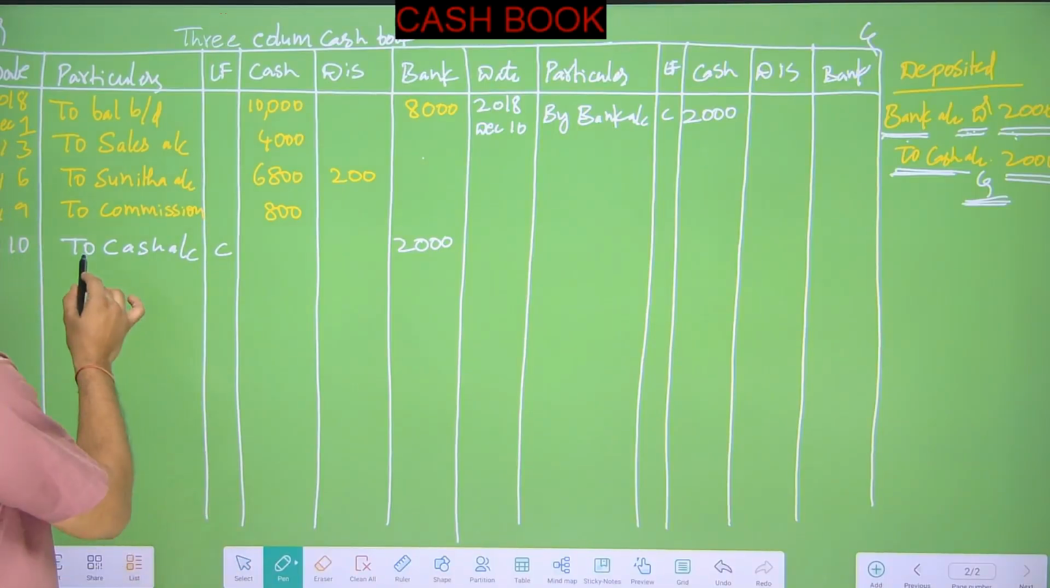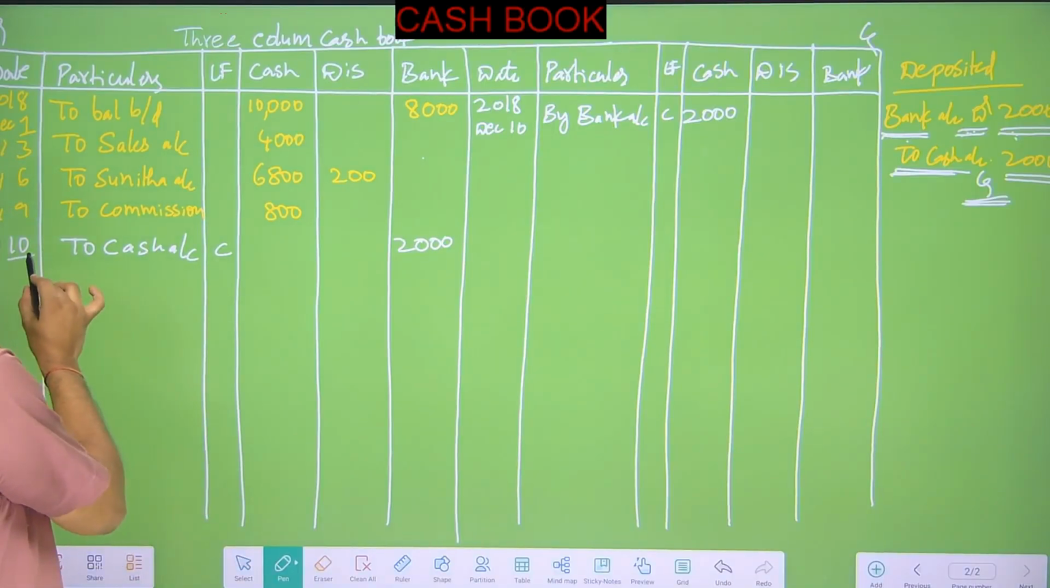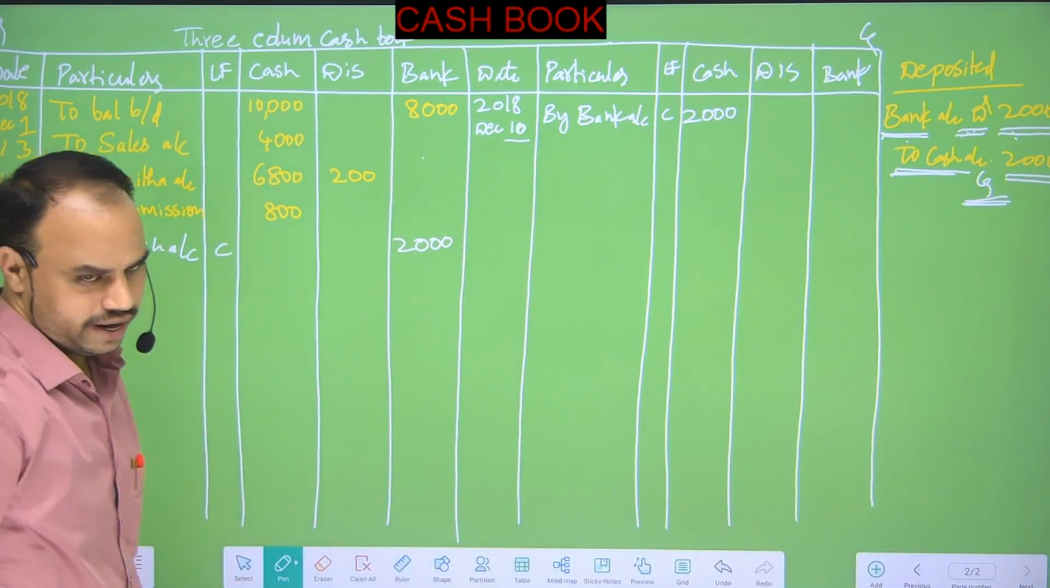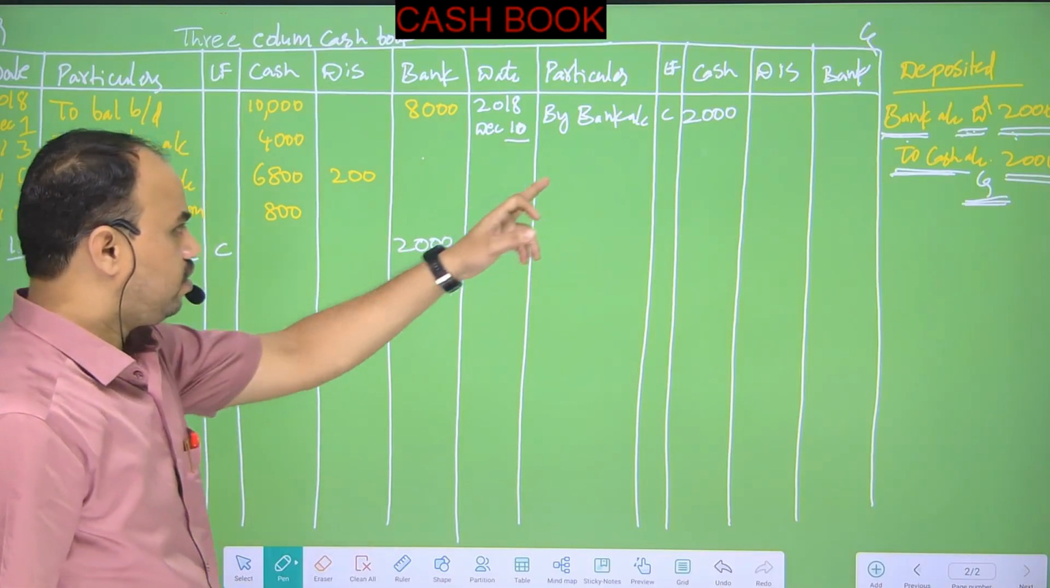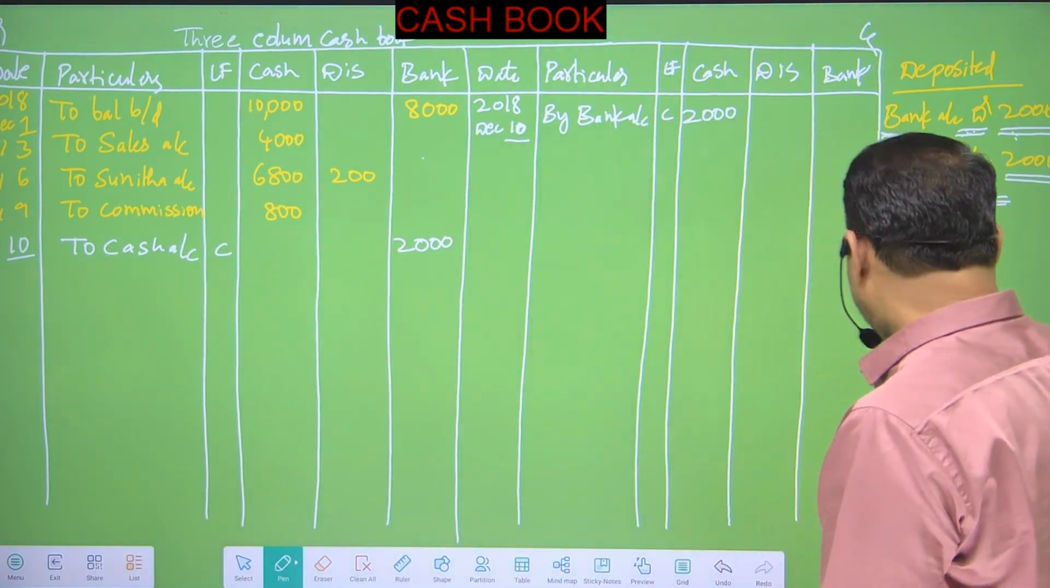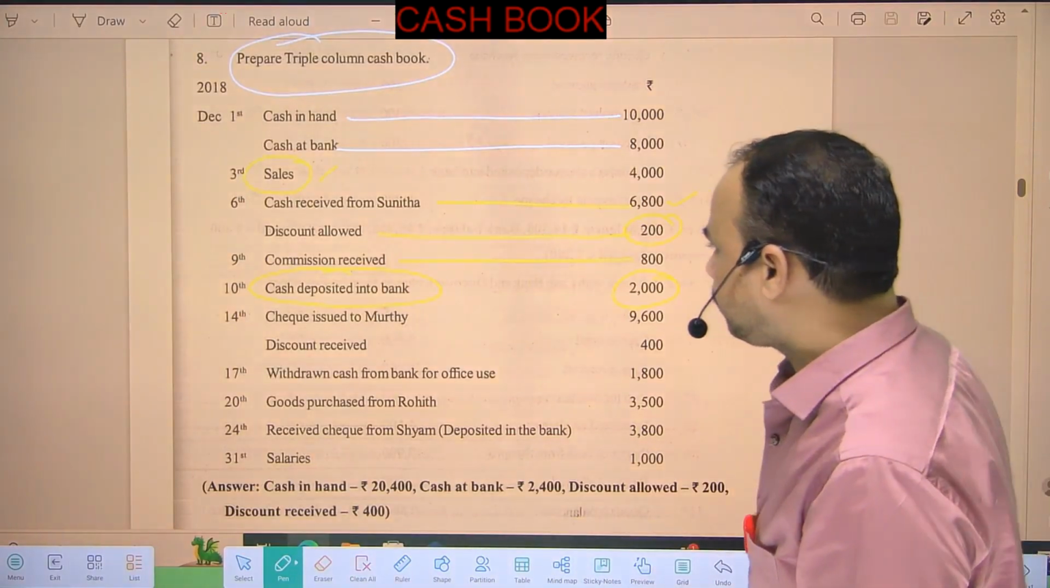See, in a contra entry we write on both sides. On the 10th date we wrote 2 sides, the debit side as well as the credit side. This is called a contra entry. Again in the LF column we have to write C as an indication of the contra entry. Okay, see the next journal entry. Next one, what is given?